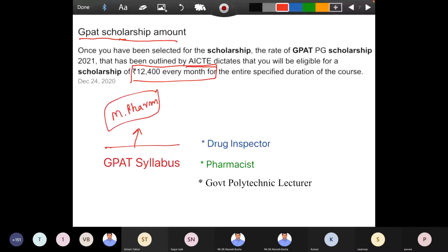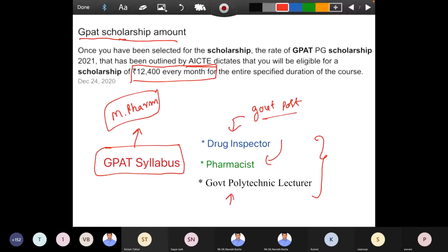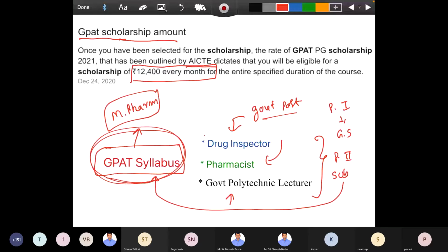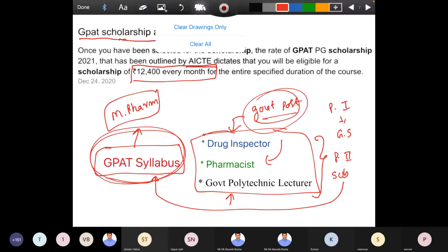Not only that, the GPAT syllabus is framed such that it will cover all the national and state level examination syllabus. All these are government posts available for pharma graduates: drug inspector, various pharmacists, and government polytechnic lecturer. For all of them, you will have two different kinds of paper. Paper 1 is of general science, and paper 2 is of subject. The subject is nothing but our pharmacy subject, and this is completely covered in the GPAT syllabus. So once you start preparing for GPAT, you will be covering the syllabus for all these examinations, and you will be ready for all these government jobs because your preparation is already done.